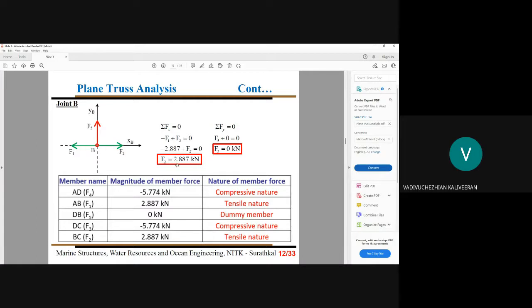After fixing this, we have arrived at our F2. From this joint we can also get our F5. Force equilibrium along the y direction: F5, the member force along the fifth member, plus 0. There is no applied load, and it is equal to 0. So in this way we fix our F5: F5 equals 0 kilonewton.